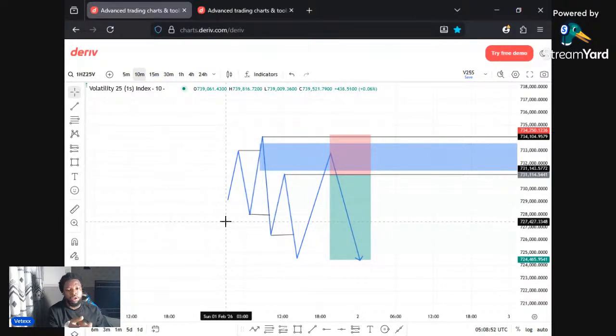Now, there's something more. You can't just go into the market and start marking out this structure, because this structure always appears in the market. So for you to be on the safer side and to trade professionally, you do what they call top-down analysis.